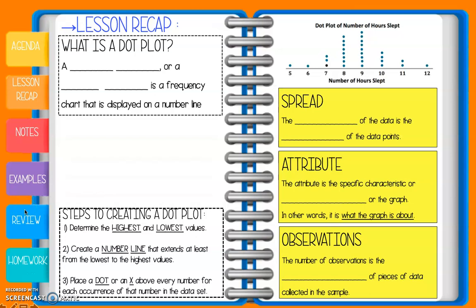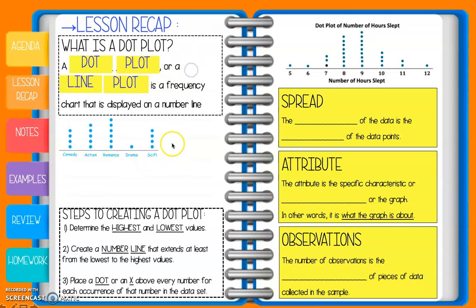Alright guys, today in class we talked about a dot plot. So the first thing we're going to do is a quick recap on what a dot plot is. A dot plot, or a line plot, those names are interchanged, is a frequency chart that is displayed on a number line. So frequency just means how many times does it happen. When we're talking about a dot plot, frequency is represented by dots for every time that a certain number or piece of data occurs.